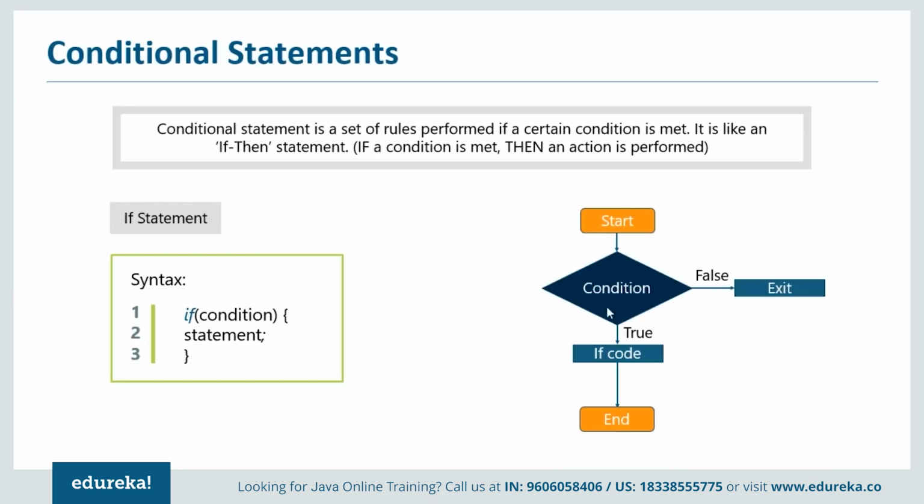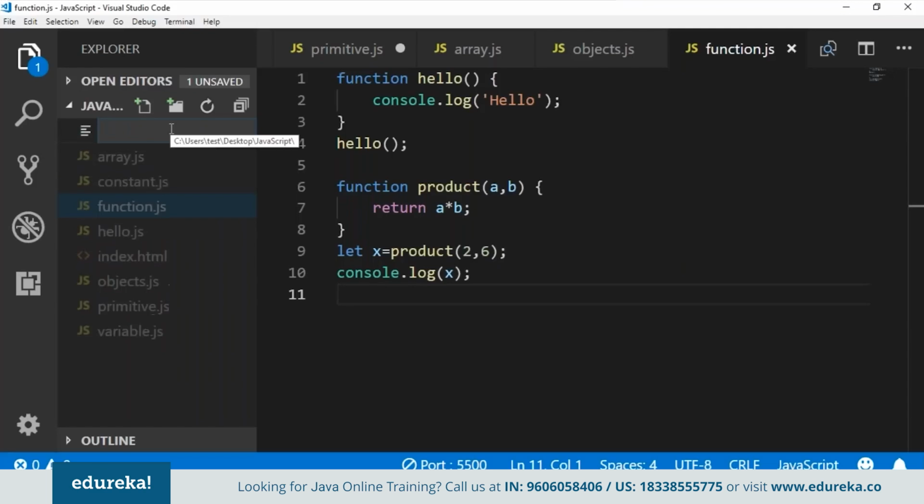When you start the program and when the execution comes to a condition, if the condition is true, the code within the if block gets executed. And it ends there. But if the condition is false, you just exit from the if block. All right. Let's look at this practically. So let's create a new file called if.